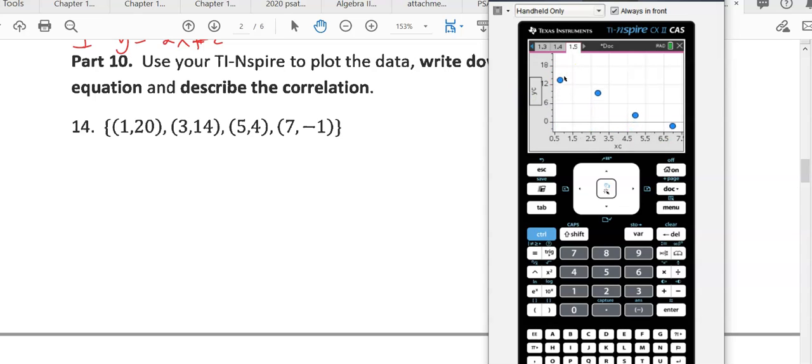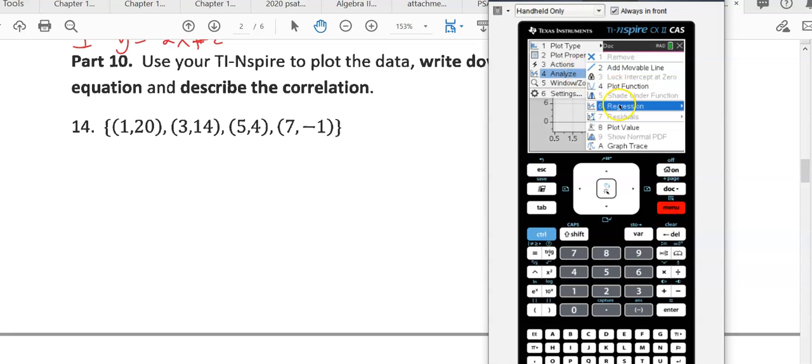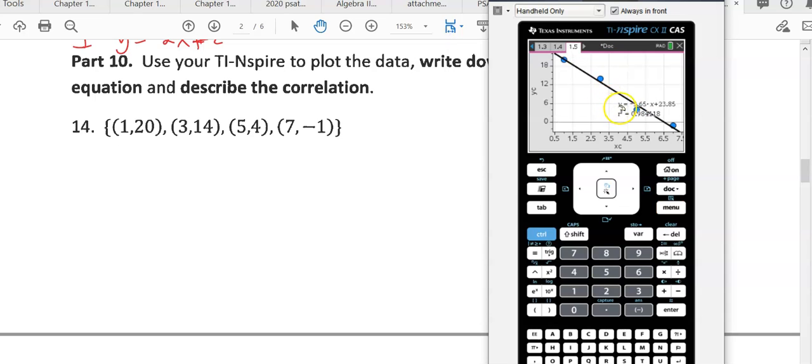choose your y coordinate. Okay, so to me that looks negative for sure, a negative slope. Looks pretty strong, maybe. Let's see. So let's do some regression here. So analyze, regression, linear regression. And you can see the R squared value there is 0.98. That's pretty strong. One is the strongest there. So I'm actually pretty happy with that.